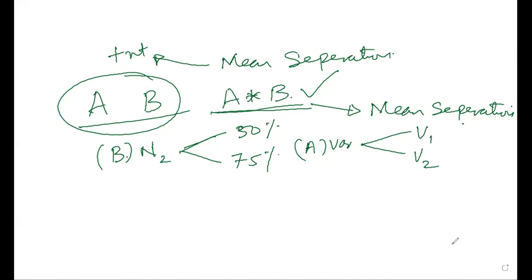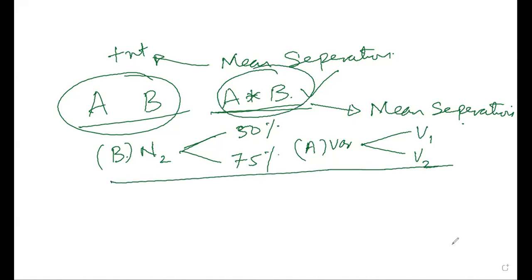Now, when you have an interaction between A and B, how can we interpret the results?